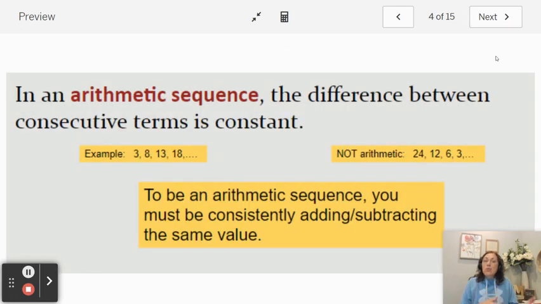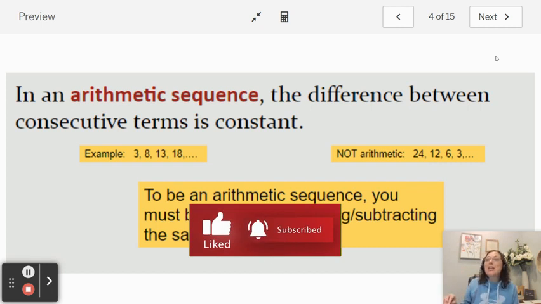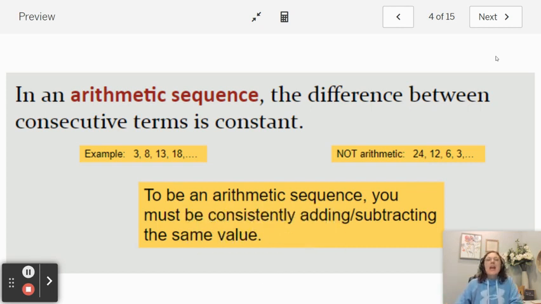We have an arithmetic sequence. And what that means is we're adding something to each term to get the next term. And it's the same thing we're adding each time. So for instance, in our first example, you can see that we're adding 3 plus 5 gives us 8. 8 plus 5 gives us 13. 13 plus 5 gives us 18. So we're adding 5 each time. That is indicative of an arithmetic sequence.